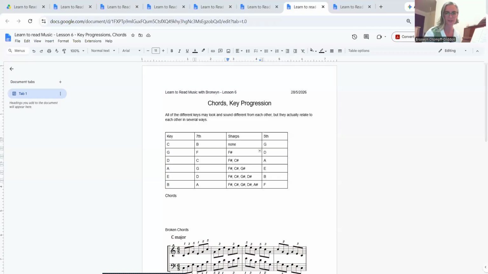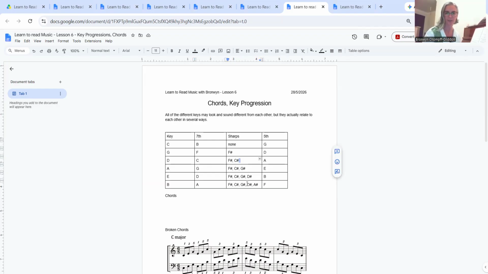So now I'll go back to this table. Can you see the pattern? How we started with C, the fifth note is G. We add in the seventh note as a sharp. The fifth note is the next key. Add in, we keep the sharp from before, but we add in the seventh note as another sharp.